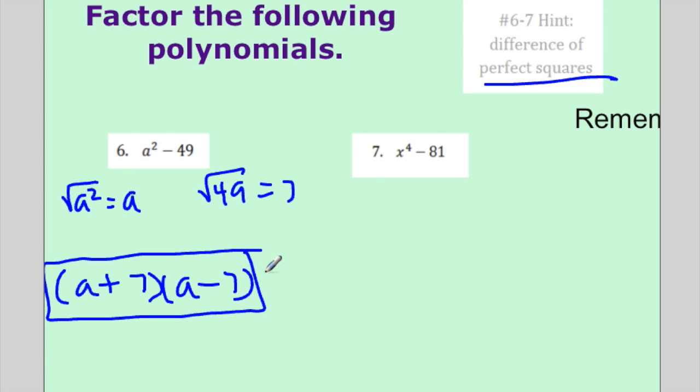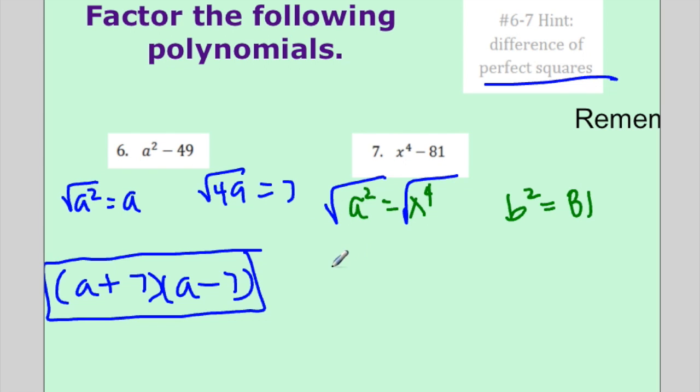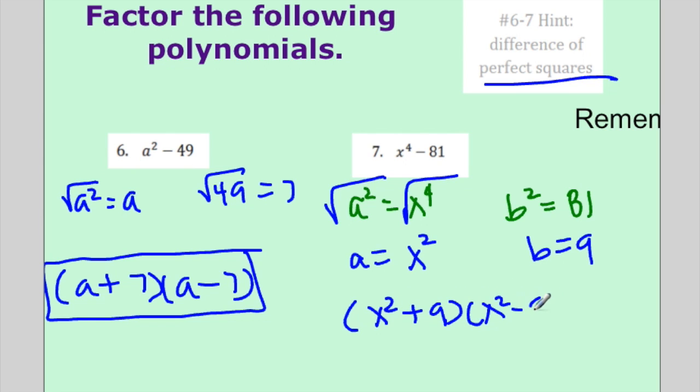Okay. The next one looks a little trickier. I see that it's an even power, so I'm going to try difference of perfect squares. So in this case, a squared is equal to x to the fourth, and b squared is equal to 81. So if I take the square root, that means a is equal to x to the 4 divided by 2, x squared. B is equal to 9. So I have x squared plus 9 and x squared minus 9, using my difference of perfect squares.